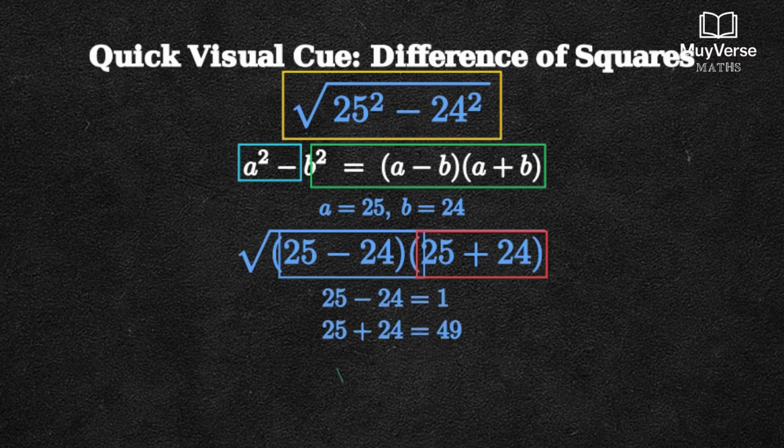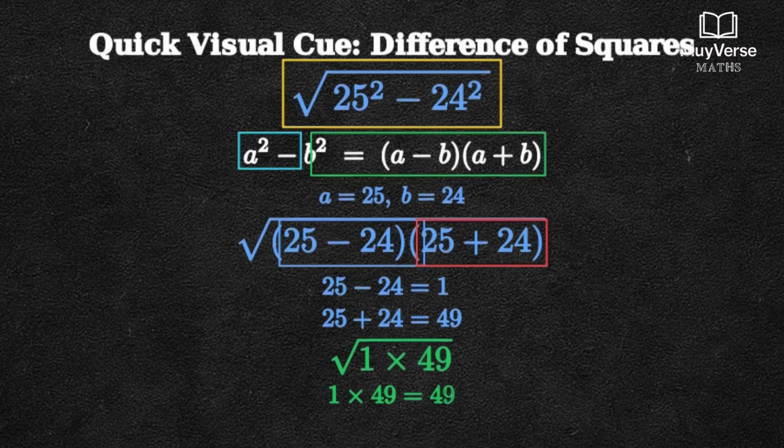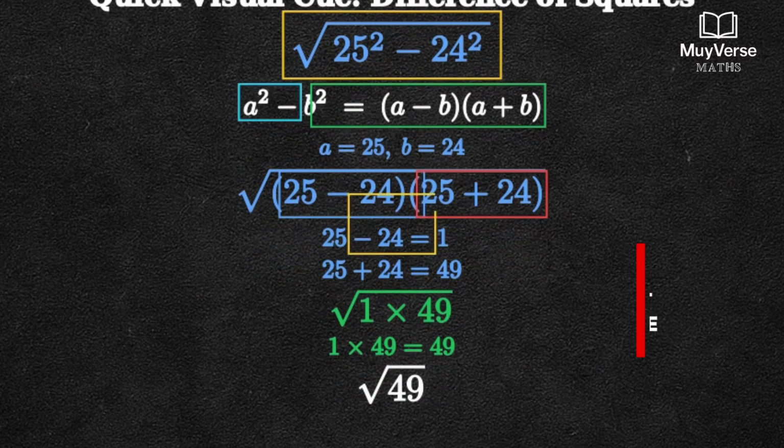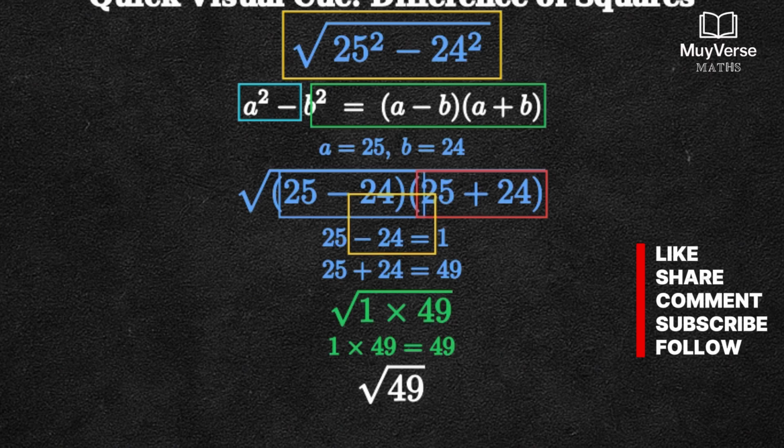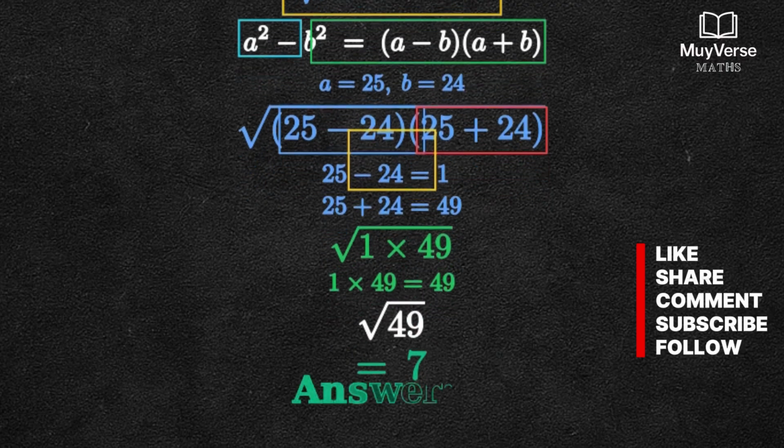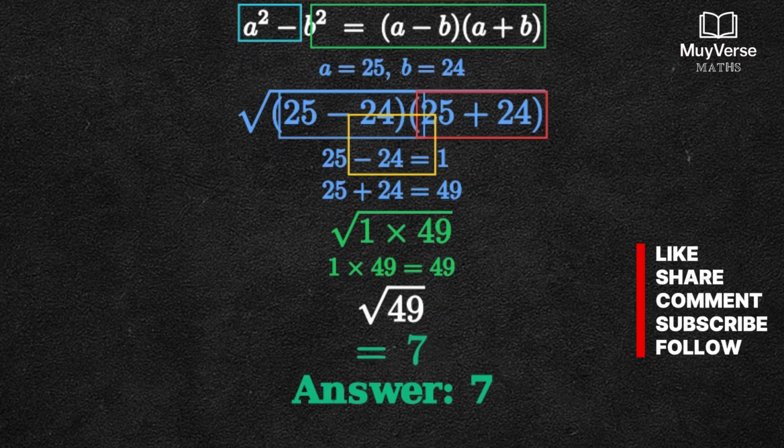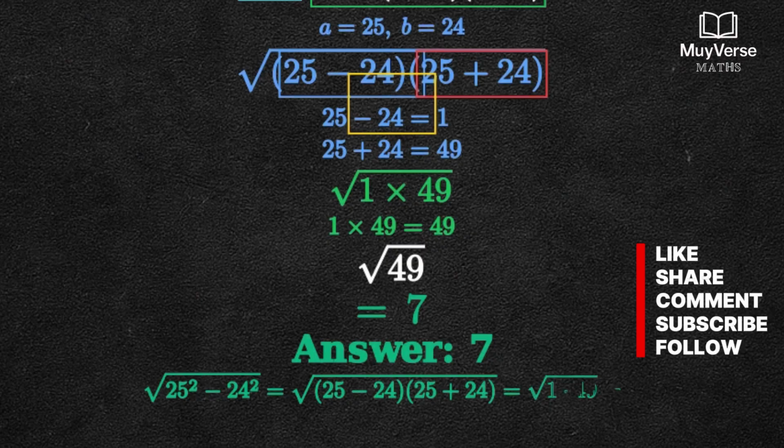Step 5. Multiply inside the root. 1 times 49 is 49. So we have the square root of 49. Step 6. Take the square root. The principal square root of 49 is 7. Final answer, 7. Summary. The difference of squares turns a big subtraction into a tiny product, 1 times 49, whose square root is 7.